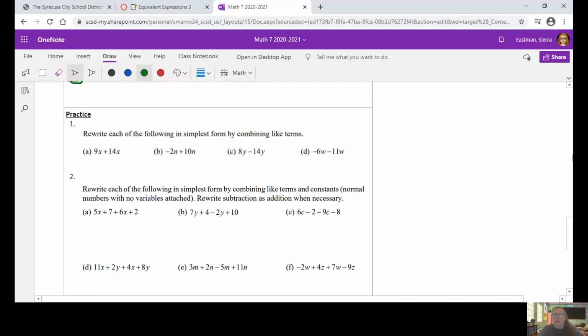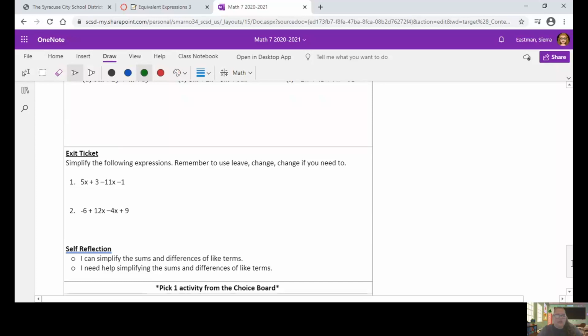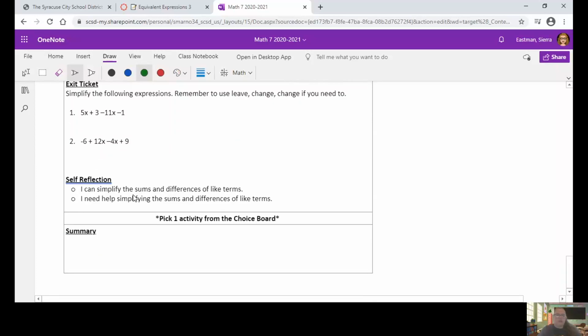Okay. And then when you're done with that practice, complete your quick exit ticket. Make sure you fill out our self-reflection. And then our last activity for the day is to pick one choice from the same choice board that we looked at earlier this week.